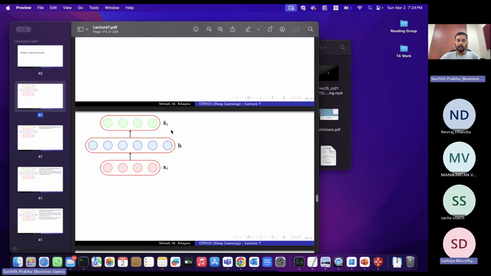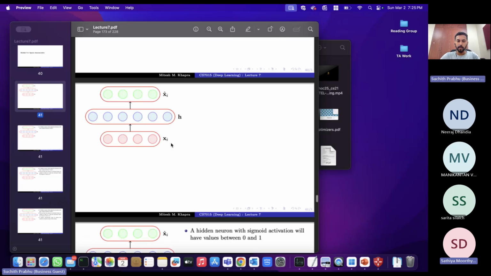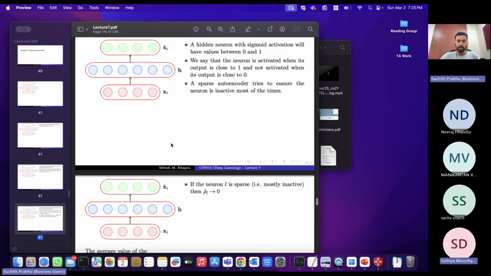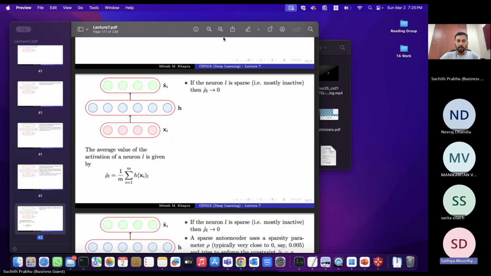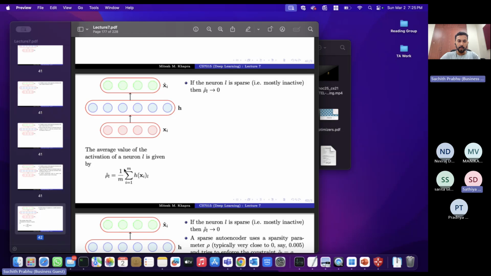But in addition to that, what we want is for the hidden activations that we get in this hidden layer H, for example there are one, two, three, four, five, six activations here, to be very, very small, very close to zero. So basically what is happening in a sparse autoencoder is we are computing this rho hat.